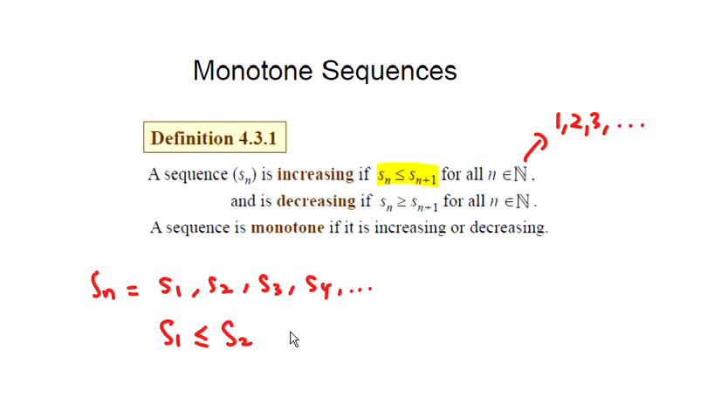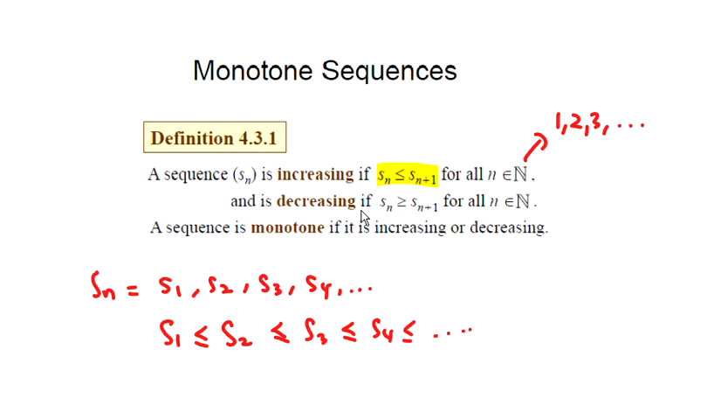So the first term must be less than or equal to the second term. Or S sub 2 must be less than or equal to S sub 3. And then S sub 3 less than or equal to S sub 4 and so on.